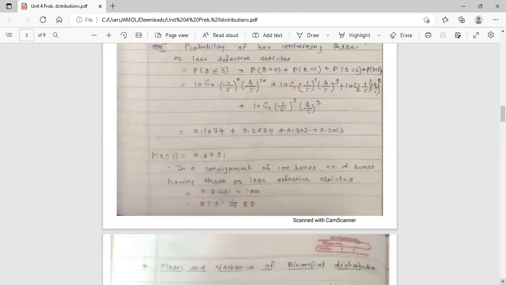Now next: in a consignment of 100 boxes, the number of boxes having 3 or less defective articles is equal to... We want to know, in a consignment of 100 boxes, how many boxes have 3 or less defective articles. Now we have the probability of a box containing 3 or less defective articles. It is 0.8791. You multiply that probability by 100 and the answer is 87.91. And 87.91 means approximately 88 boxes out of 100 have 3 or less defective articles. So this is the example of defective articles here.